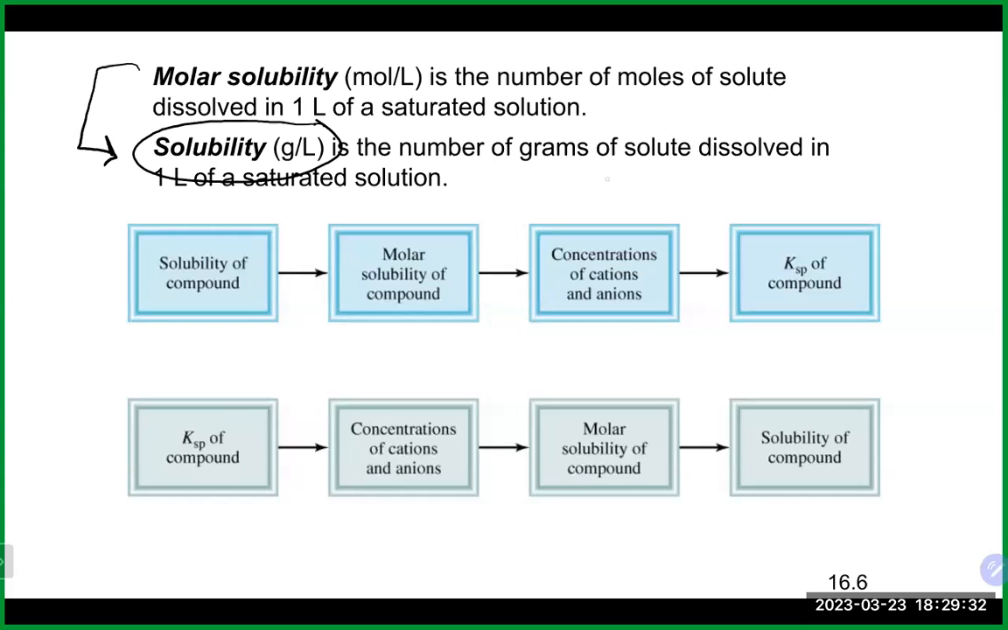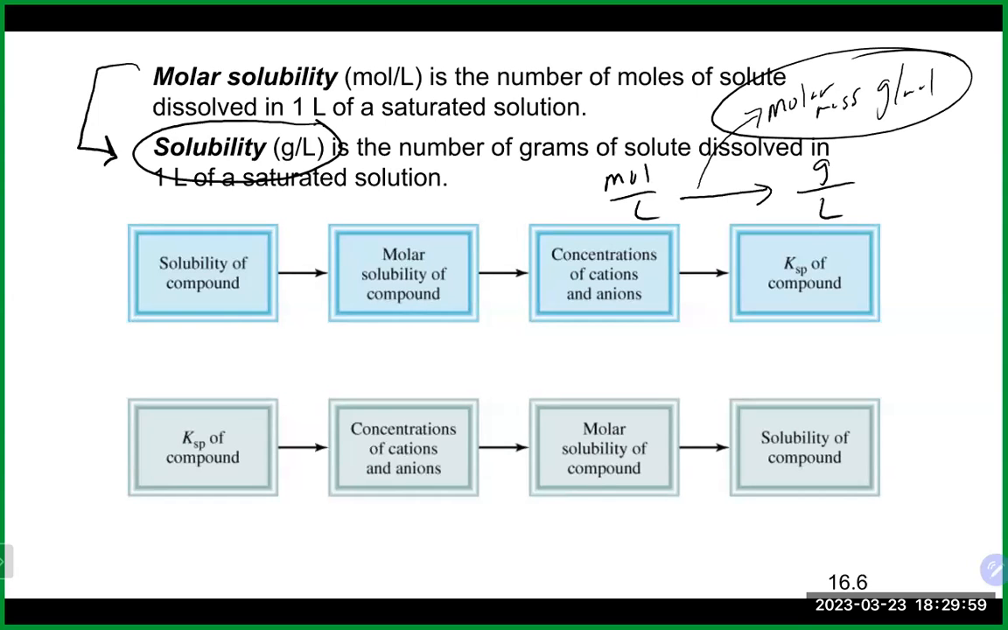If I have moles per liter and I want to go to grams per liter, what is the thing that I use to go between those two? How do I go between grams and moles, or moles and grams? Not everybody at once. That is the molar mass from the periodic table. So the molar mass from the periodic table is the one that ties those two things together. If you need to convert from molar solubility to solubility in grams per liter or vice versa, the molar mass from the periodic table is what you would want to use.